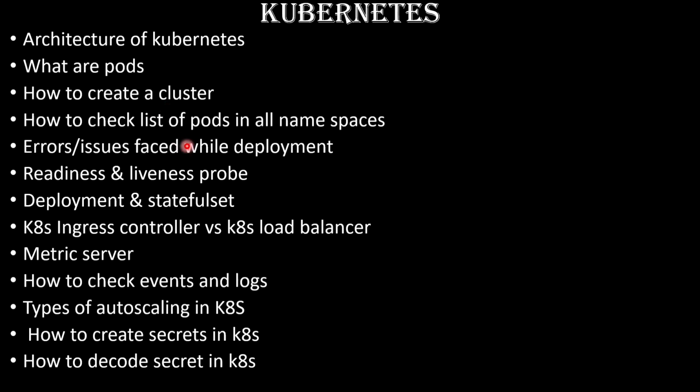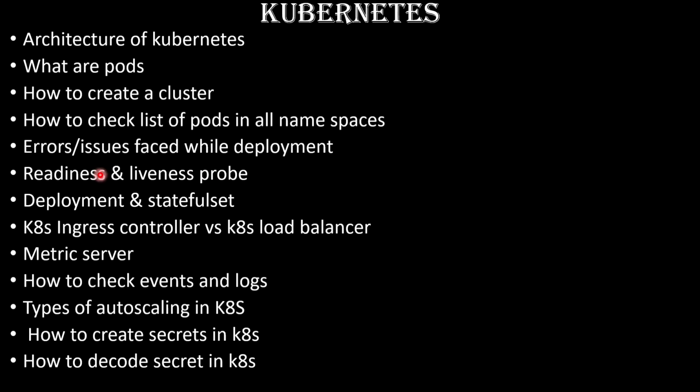How to check or list all the pods in all namespaces? We use kubectl get pods -A. That will list all the pods in all namespaces. If you want to list pods in a particular namespace, kubectl get pods -n and then the namespace name, and the pods in that particular namespace will be listed.